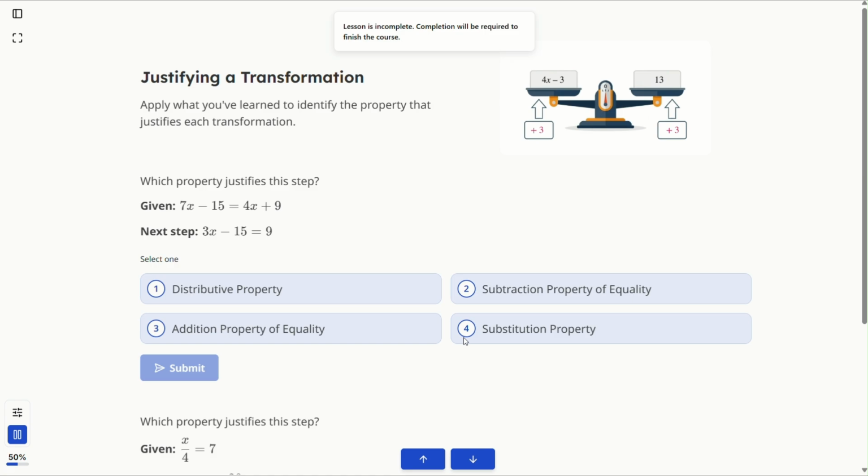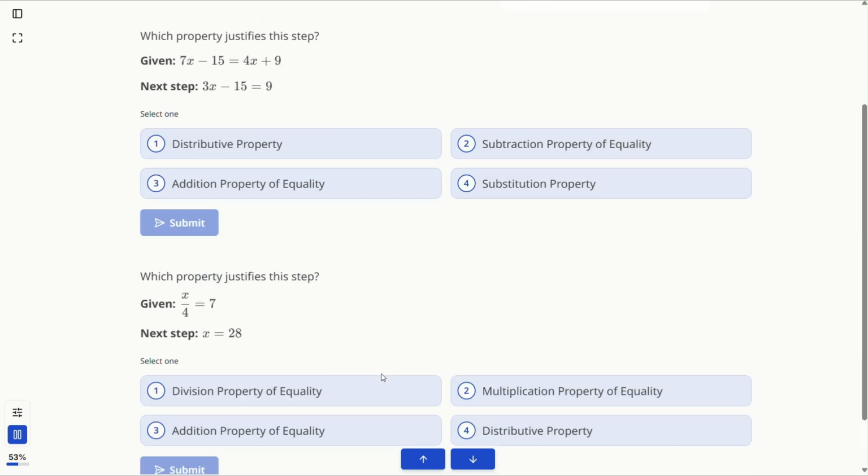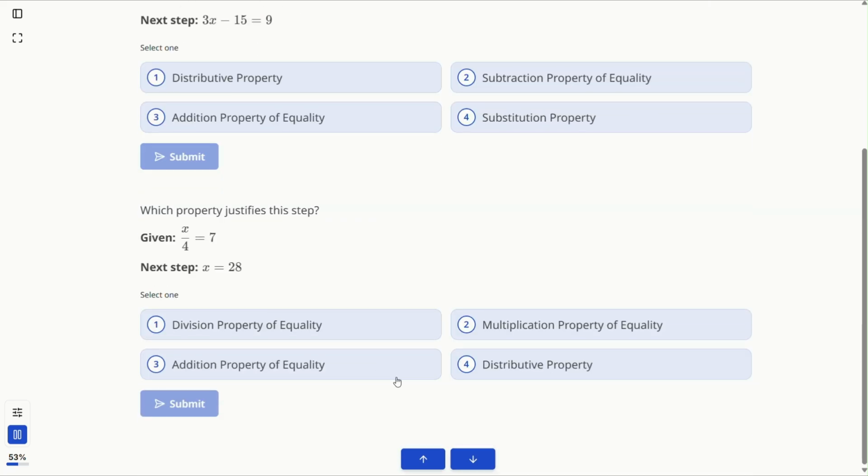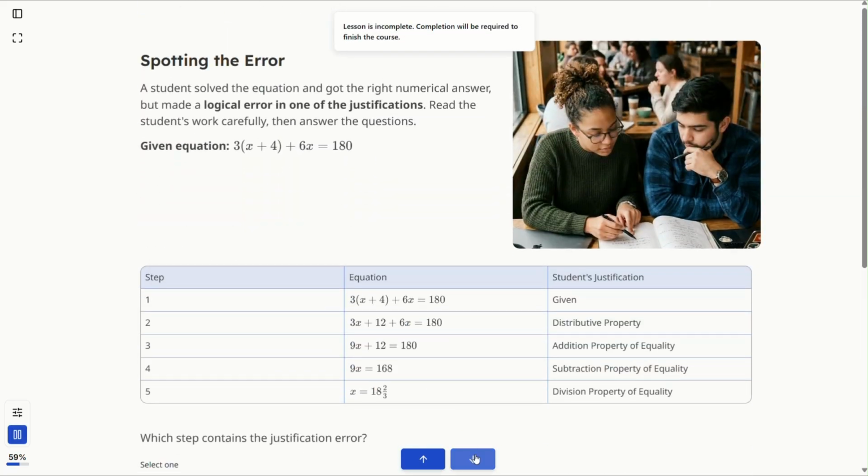Justifying a transformation. Apply what you've learned to identify the property that justifies each transformation. Which property justifies this step? Given. Next step. Which property justifies this step? Given. Next step.